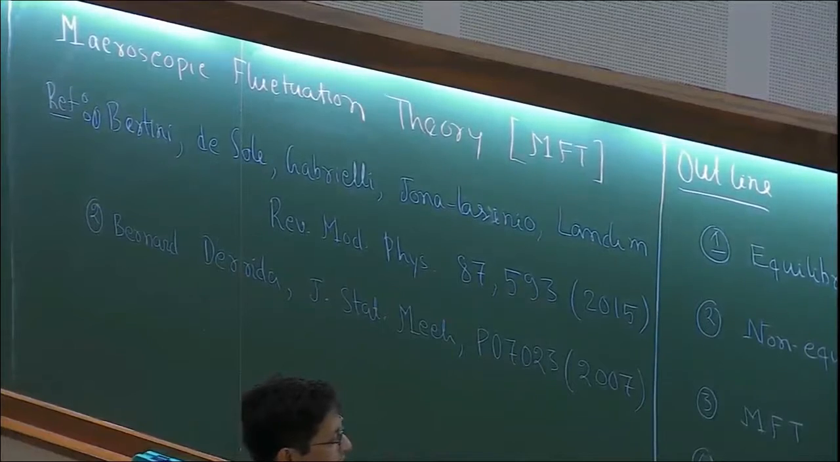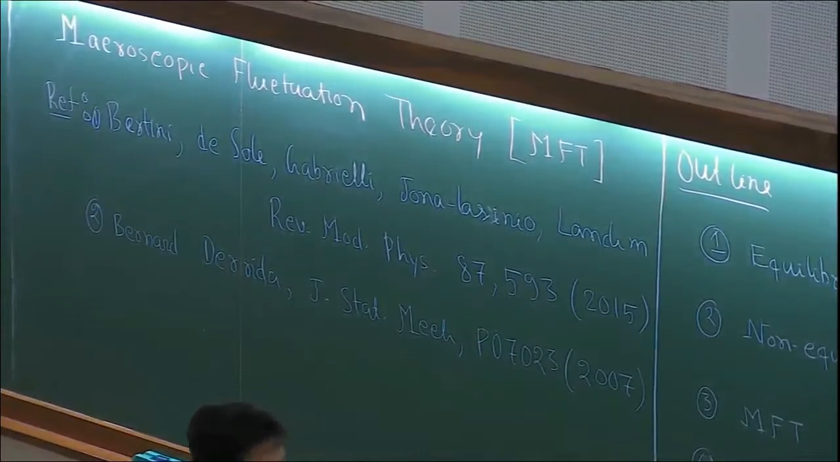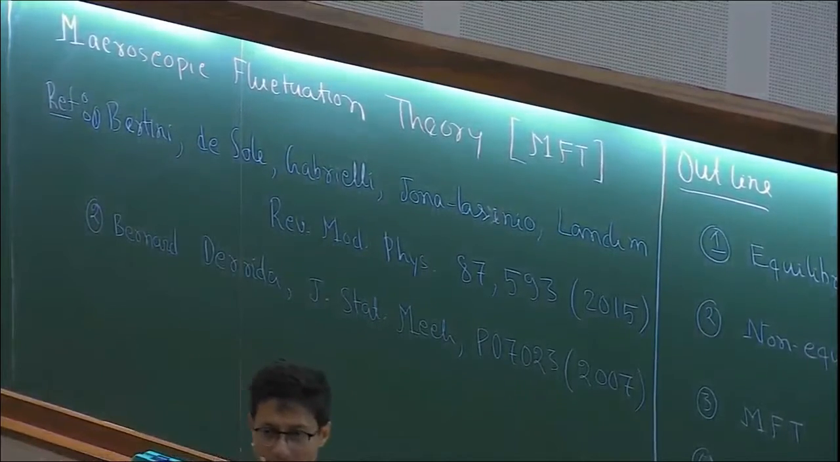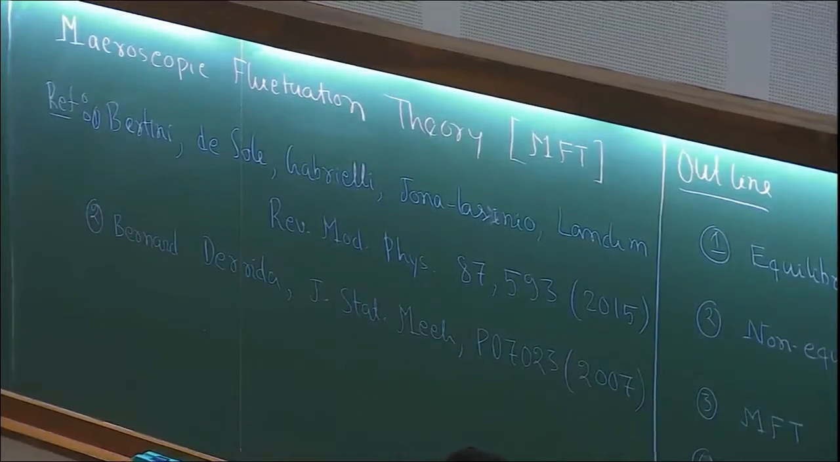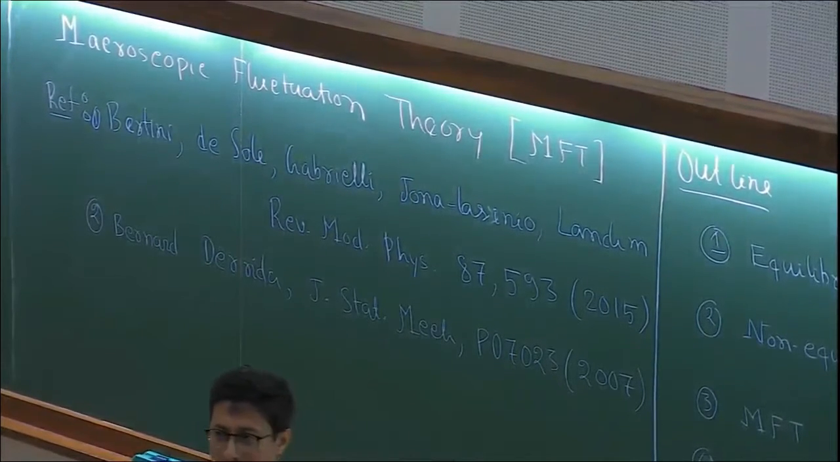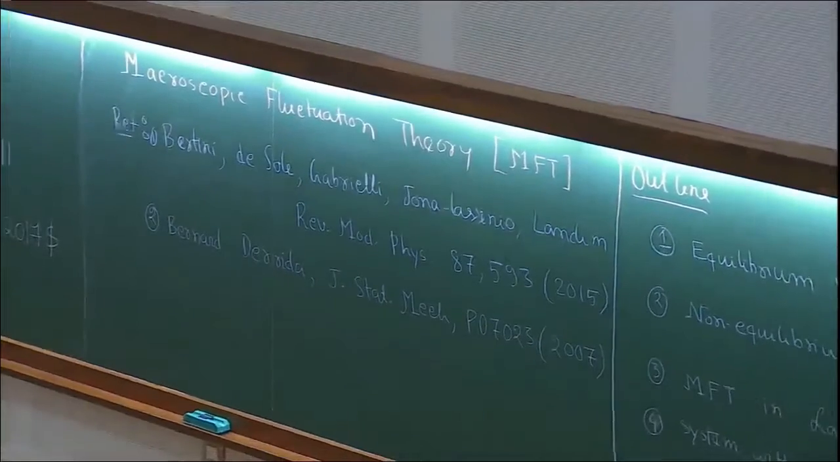Then I will talk about macroscopic fluctuation theory in the Langevin equation, which is a very simple example of just one degree of freedom. Most of the conceptual details of macroscopic fluctuation theory could be understood from this Langevin equation. And then I will talk about systems with many degrees of freedom, where most of the difficulties are just algebraic, but the essential concepts of macroscopic fluctuation theory could be understood from the Langevin equation. Okay, so that's how I will go.